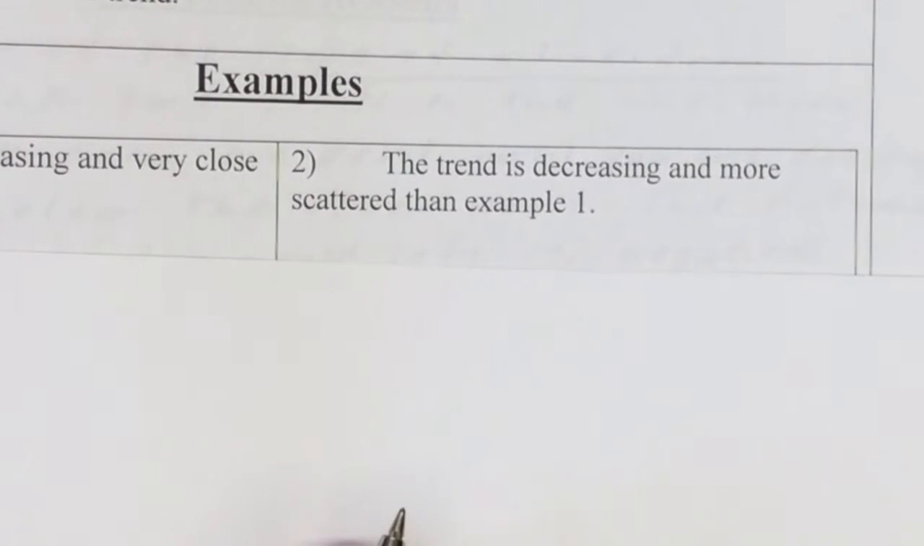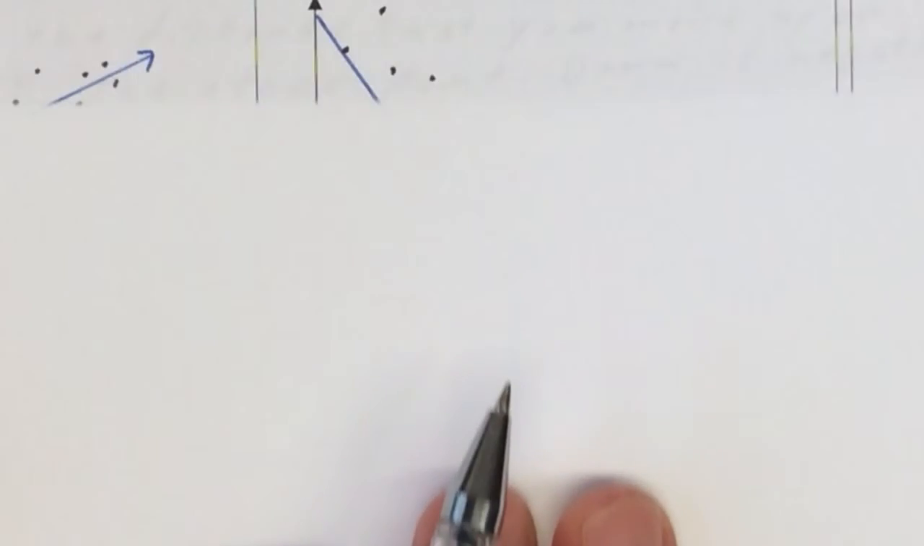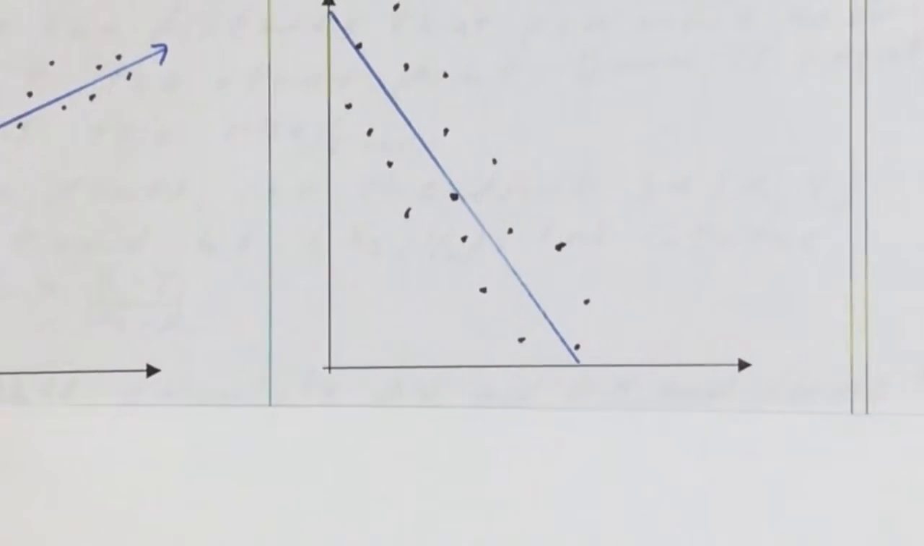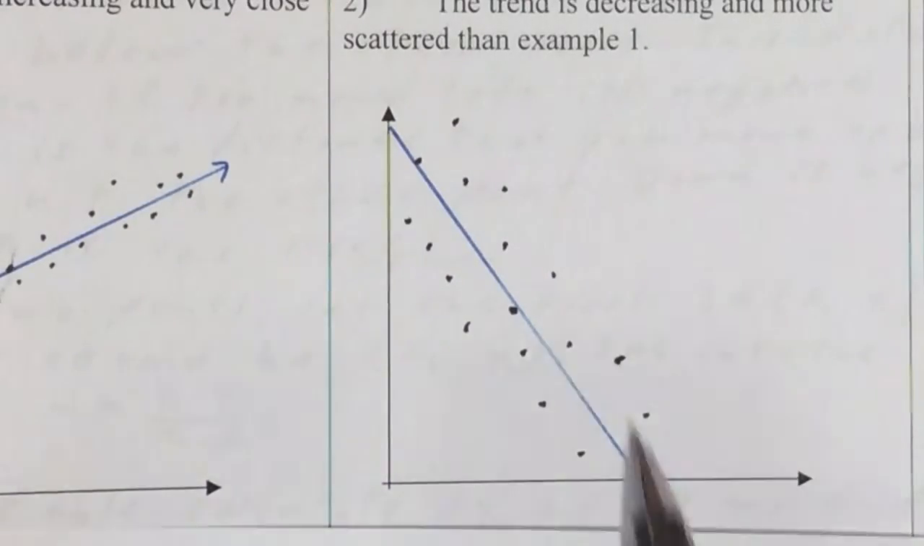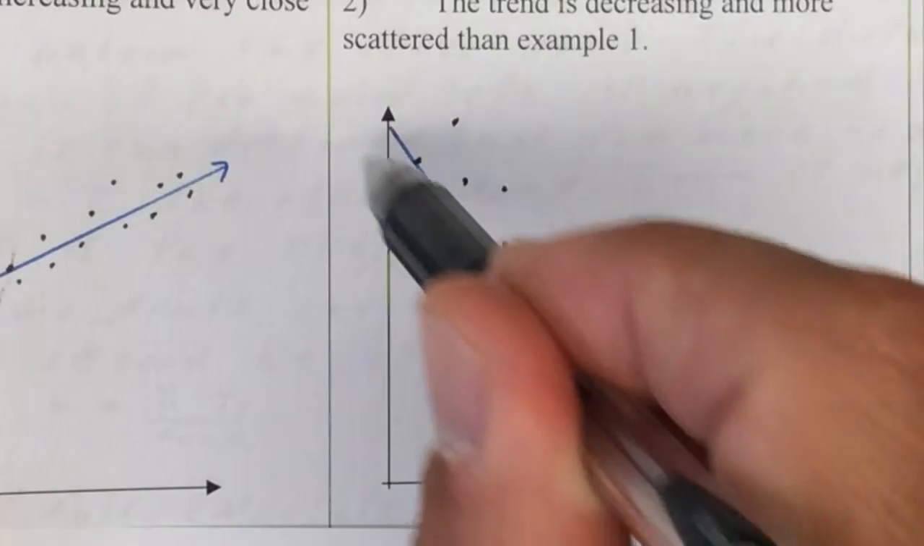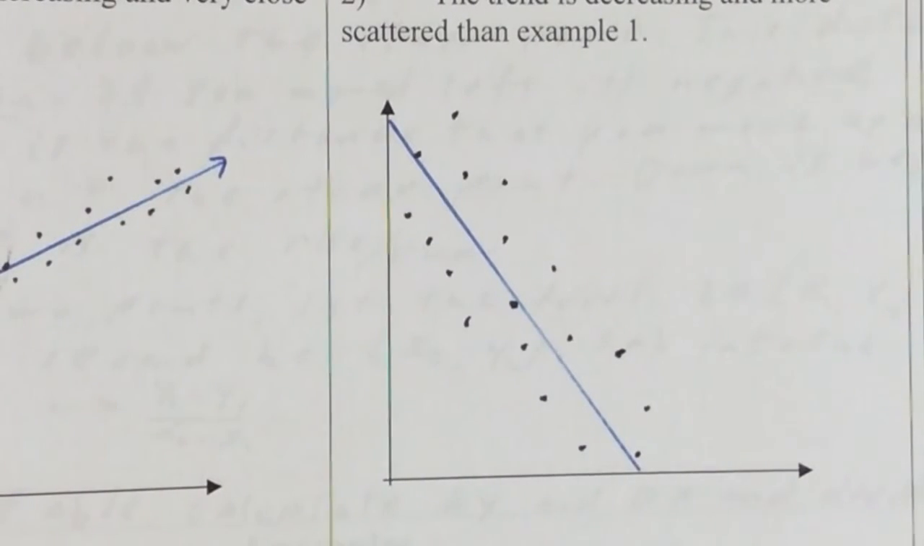The next example is the trend is decreasing, so the line's going to go down, and the points are going to be more scattered than example 1. So here's what we'd have for something like that. You plot all the points. If they look kind of scattered like that, then you try to pick a line that is in the middle of those points following the trend. And that would be a line of best fit for those two types of examples.